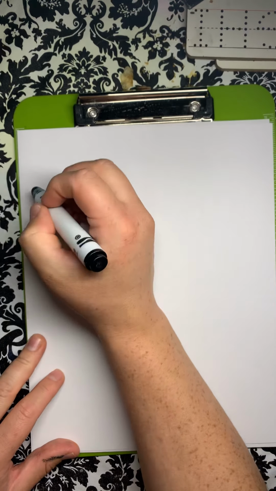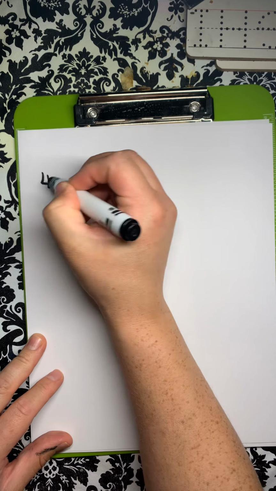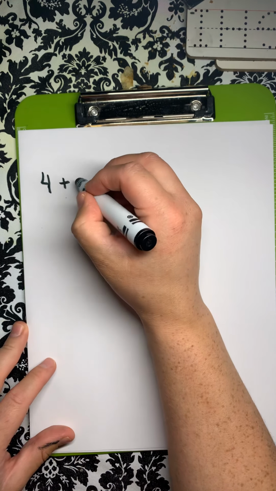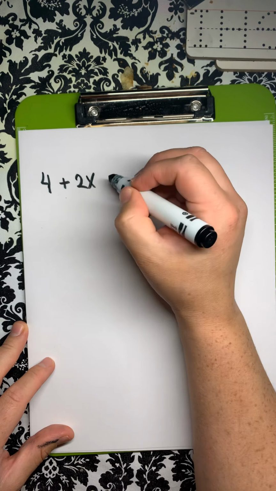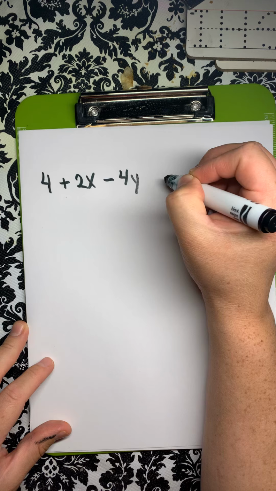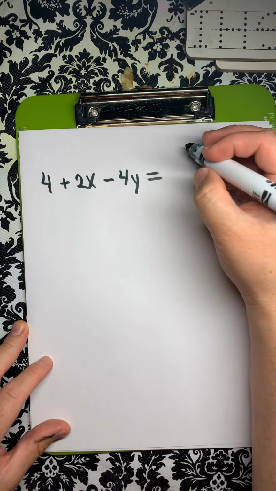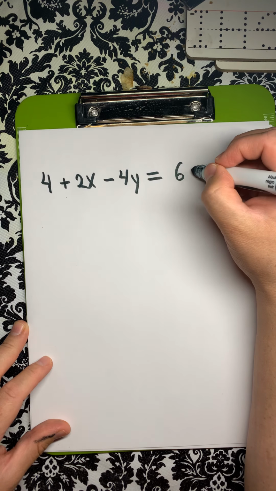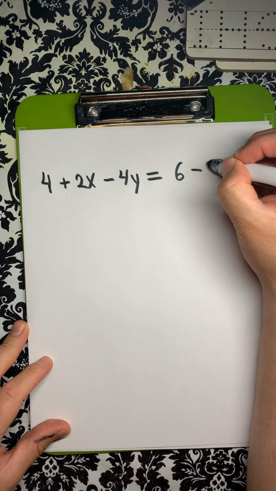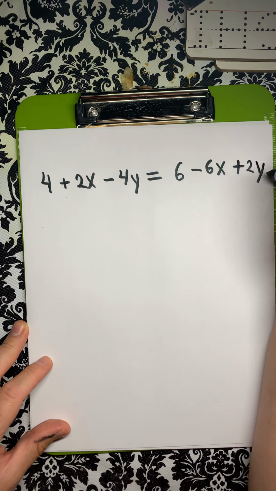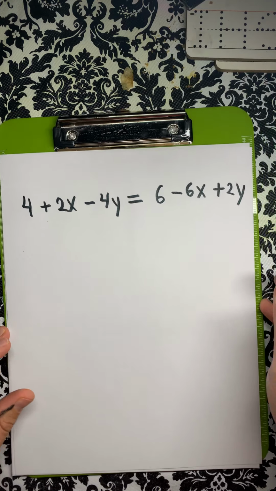So let's just start with 4 plus 2x minus 4y equals 6 minus 6x plus 2y. Okay, so this one's obviously a lot more complicated.